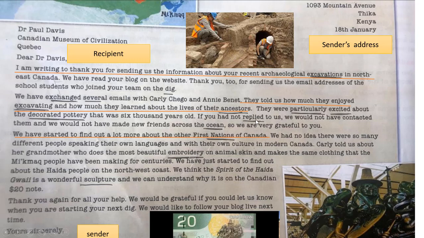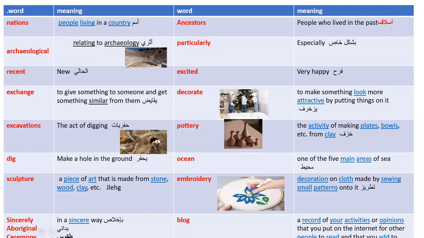If you had not replied to us, if you didn't answer, we would not have contacted you. Contact means call. We would not have called them, and we would not have made new friends across the ocean. So we are very grateful to you. Grateful means thankful. What does the word ocean mean? Ocean means one of the 5 main areas of sea, like the Pacific Ocean.